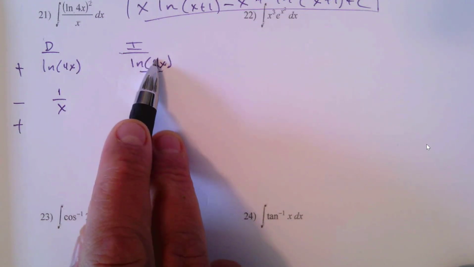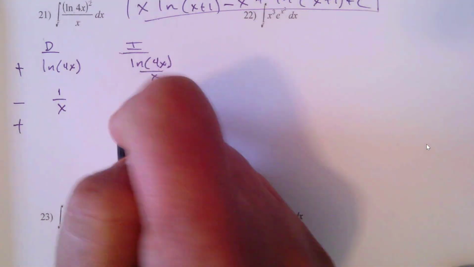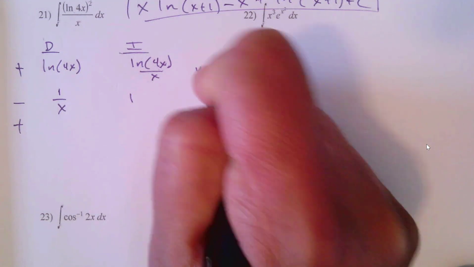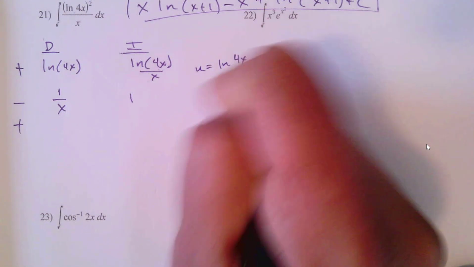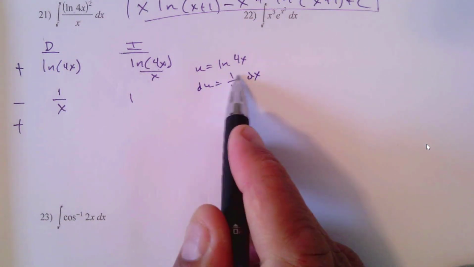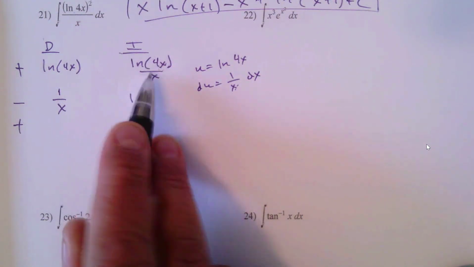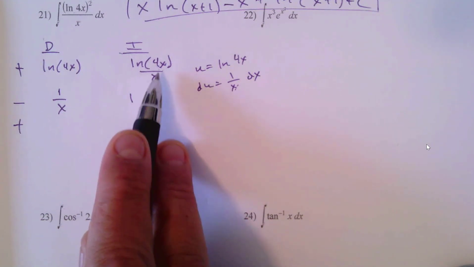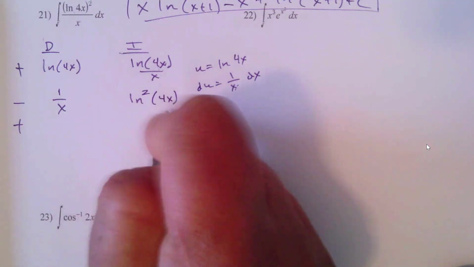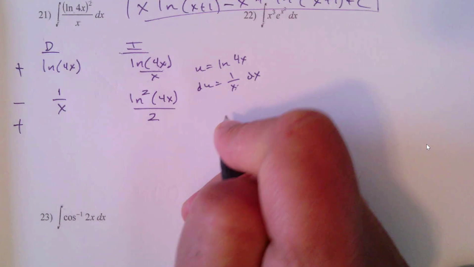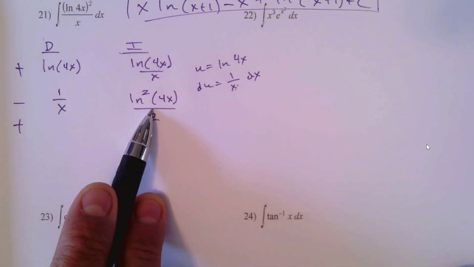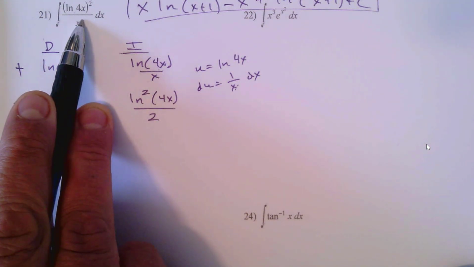And this one, you're going to have to do u substitution with anyways. So here you would integrate using u substitution. U is equal to natural log of 4x. Du is equal to 1 over x dx, because it's 1 over 4x times 4. And now you can integrate this. U is going to go up to u squared, so this is going to go up to natural log squared of 4x over 2, because you're raising it to the second power, divided by 2. And now this thing looks almost the same as what we started with.